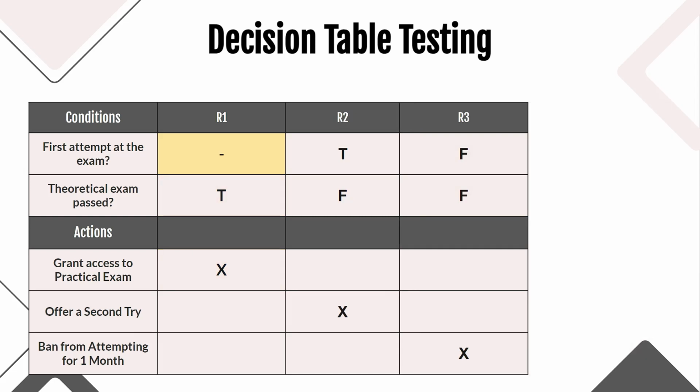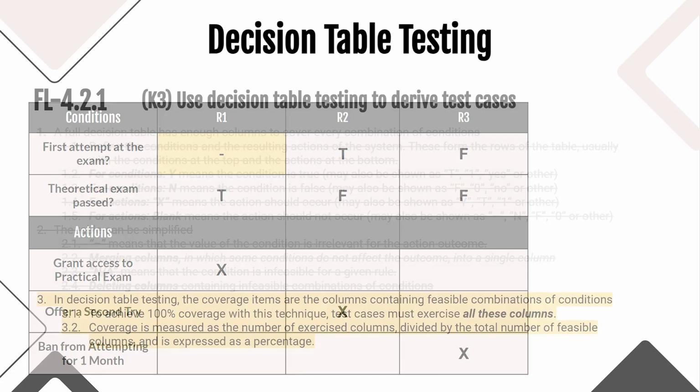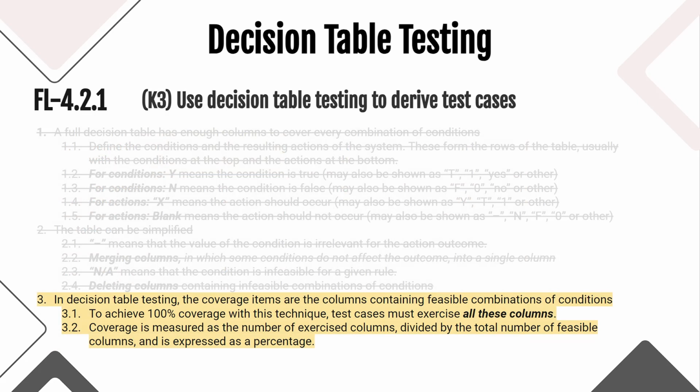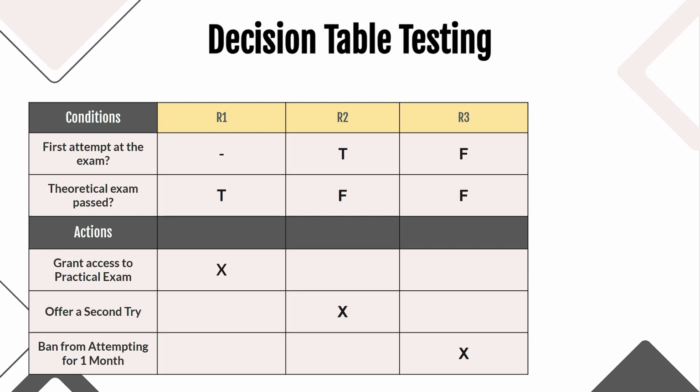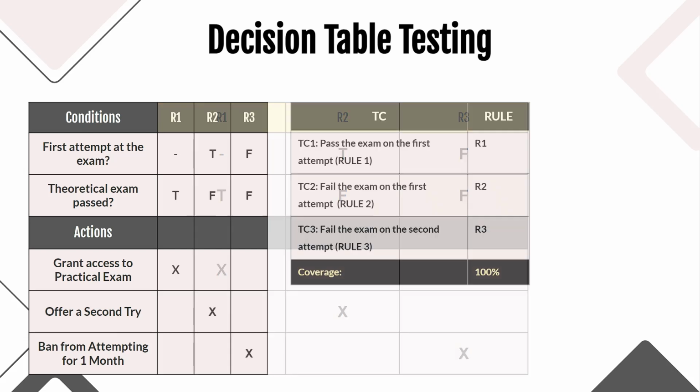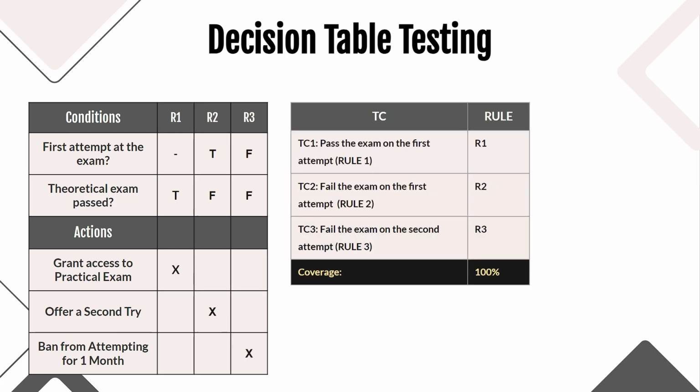You may have the question, for what purpose do we need to simplify the table? And the answer to this question is in the next step. In decision table testing, the coverage items are the columns containing feasible combinations of conditions. To achieve 100% coverage with this technique, test cases must exercise all these columns. As you can see, after simplifying the table, we have only 3 columns, 3 combinations that lead to different actions. Accordingly, we only need 3 tests to achieve 100% test coverage.